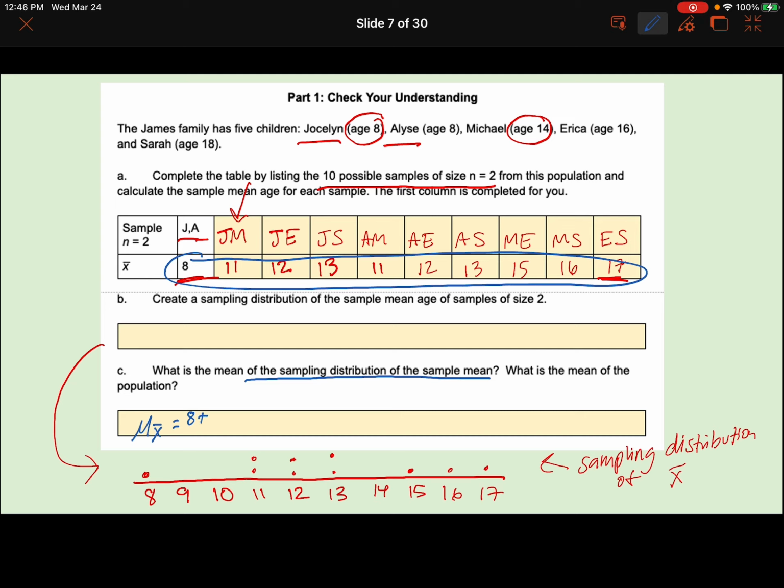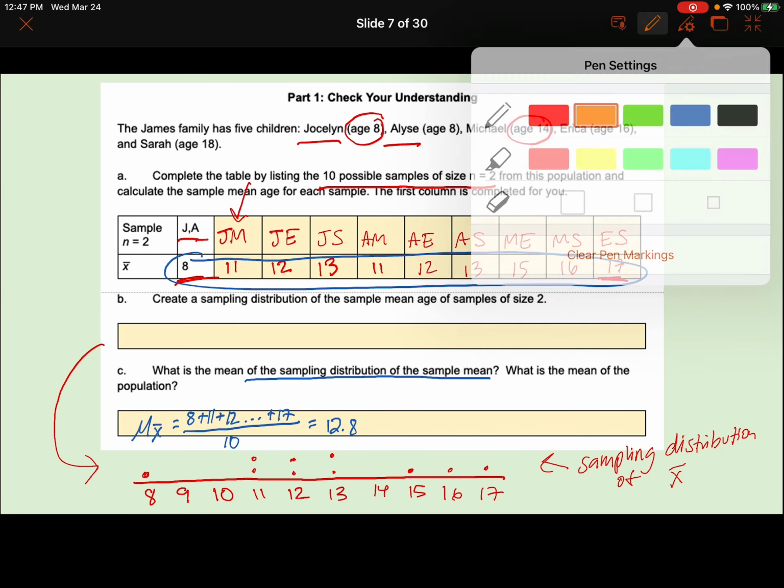So 8 and 11 and 12, I'm just going to do a dot, dot, dot, all the way up to 17. So we're going to add all of those. And there are 10 samples, so I'm going to divide that by 10. When you do that, we should be getting to 12.8. Okay, so that's the first question.